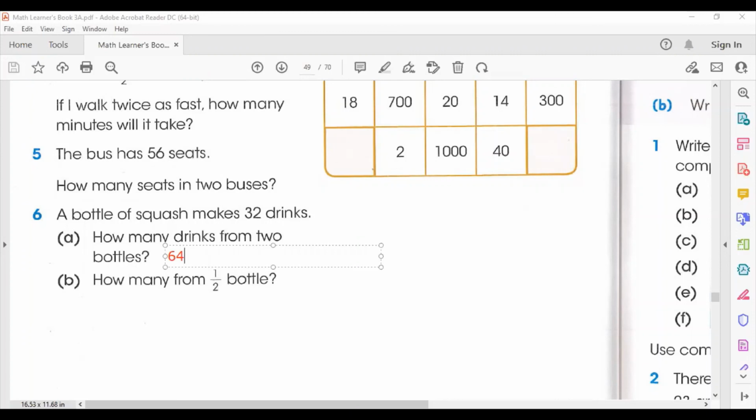Okay, how many from 1 by 2 bottle? 1 by 2 means 32 make half. So 32, if you're making 32 half, it's coming 16. Divide it. 16 multiplied by 2, 32. So the half of the 32, it's 16. So 16 is the half. So how many from 1 by 2 bottles? 16 drinks you can make from 32 drinks if you're making half.